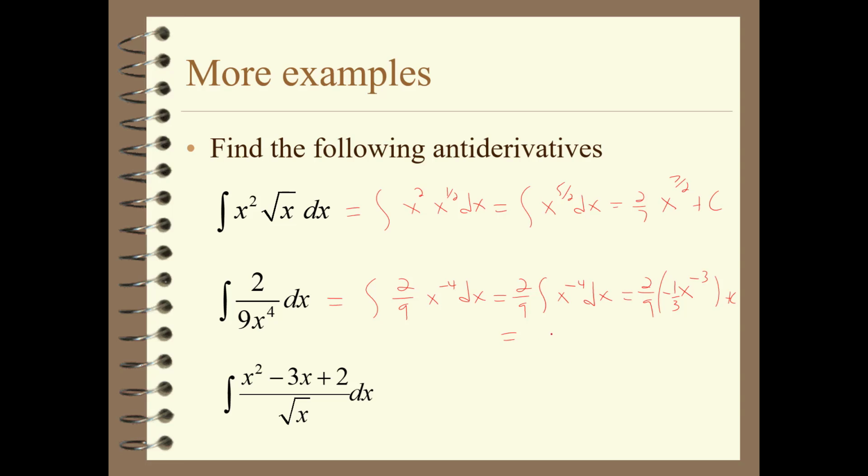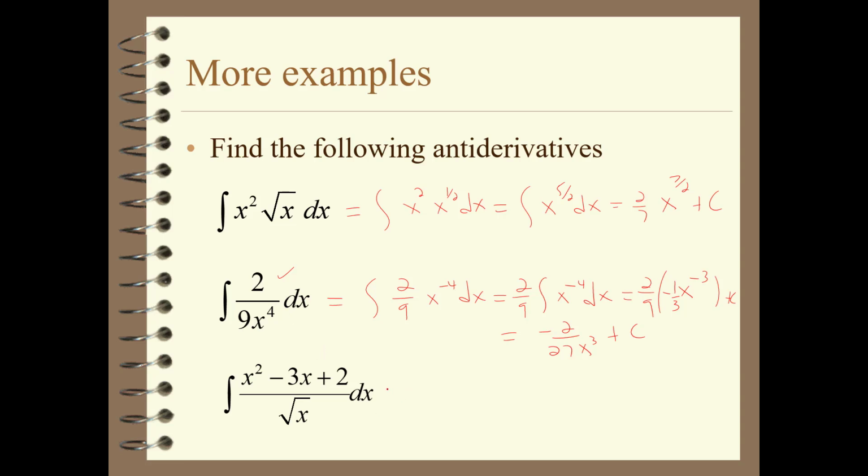That is the same as writing negative 2 over 27 x to the negative 3. Don't write negative exponents, just put it in the denominator, plus c. That's the answer. That's the function whose derivative is this expression.